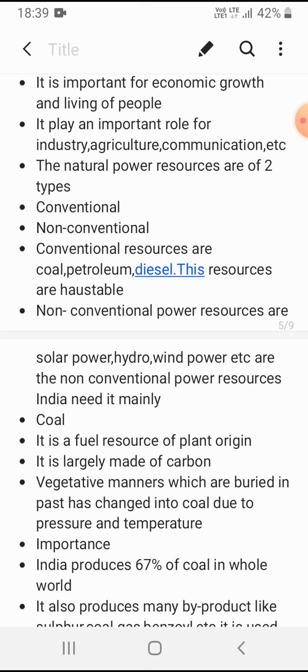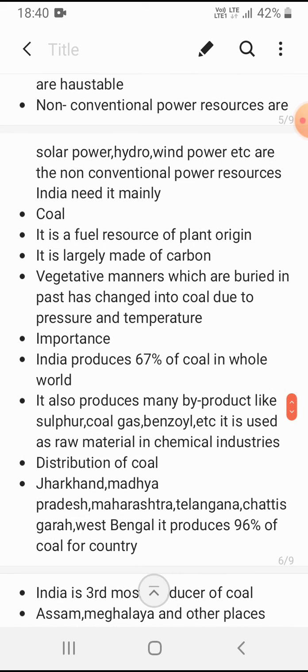India needs these resources mainly. So let's first know about coal. It is a fuel resource of plant origin, largely made of carbon. Vegetative matter that was buried in the past has changed into coal due to the pressure and temperature in the crust. So what is the importance of coal resources?